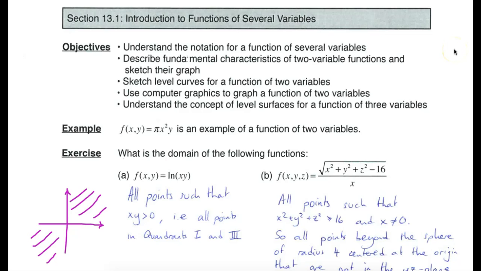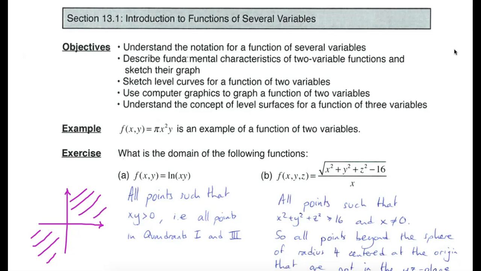Welcome to section 13.1, Introduction to Functions of Several Variables. So chapter 13 is going to be the chapter about differentiation, and chapter 14 is going to be the chapter about integration. Section 13.1, though, doesn't really talk about differentiation yet.